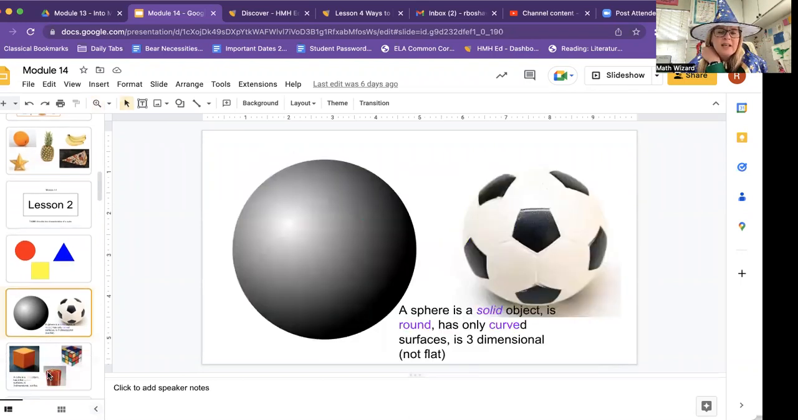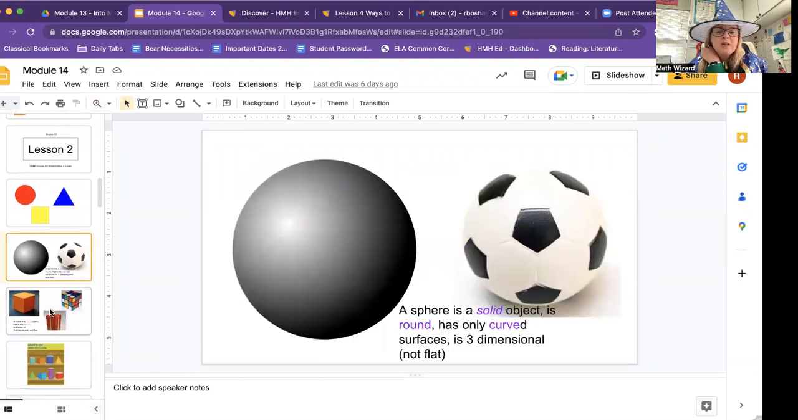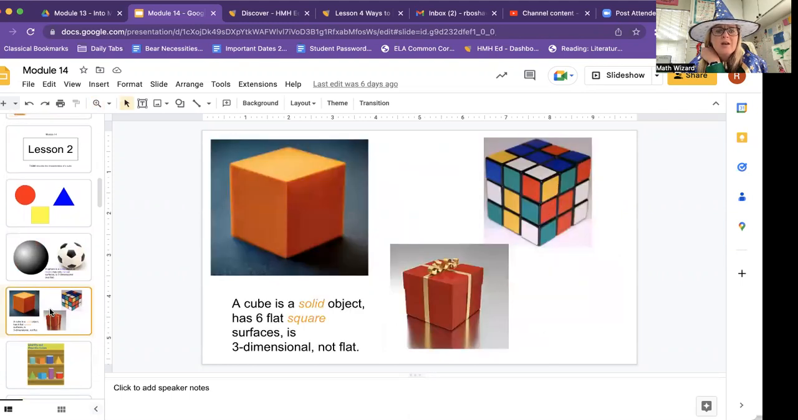So yesterday, like I said, we learned about a sphere. Today, we're going to learn about a cube right here. And a cube is a solid object that has 6 flat square surfaces. It is three-dimensional, not flat. So here we have a cube. Do you see how it has its square right here? Well, let's look. It says it has 6 flat square surfaces.